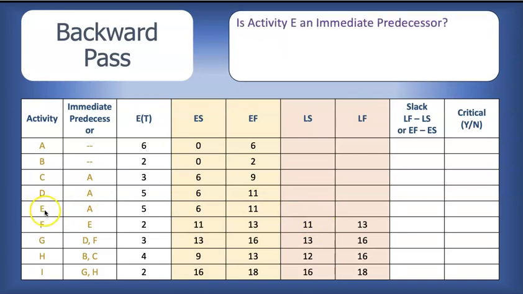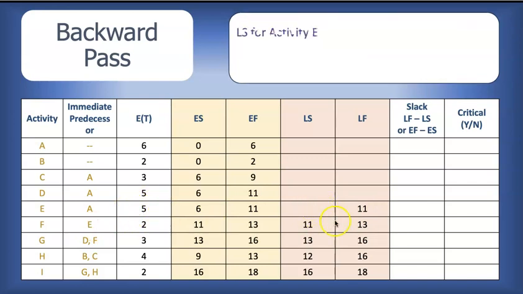Activity E, same question. Is activity E an immediate predecessor? And here we see activity E as an immediate predecessor for activity F. So activity E must pass the baton to activity F. Activity F must start by the latest week 11. So activity E needs to end by the latest week 11 in order to pass the baton at that time. For the latest start time, we simply subtract the expected time of 5 weeks. 11 minus 5 is 6.